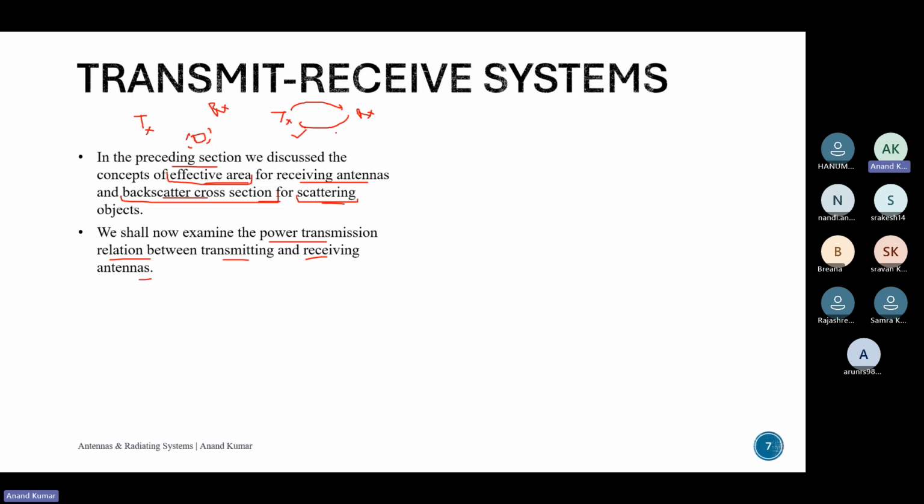This will be for the Friis equation, where we have a transmit antenna and a receiving antenna. And then in the radar equation, we'll have a transmit antenna, a receiving antenna, and maybe some object from where it is scattered.